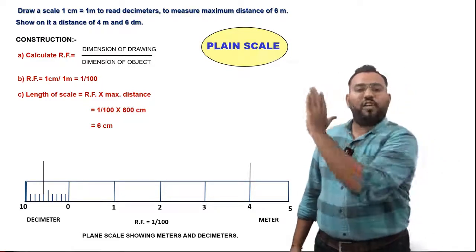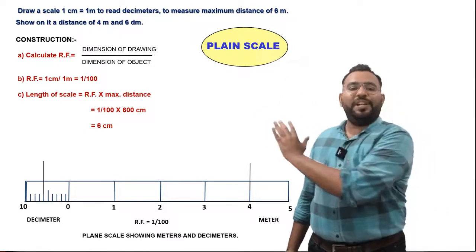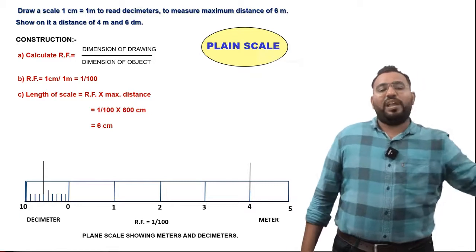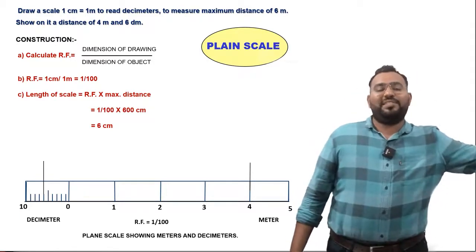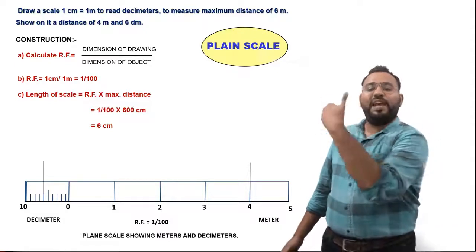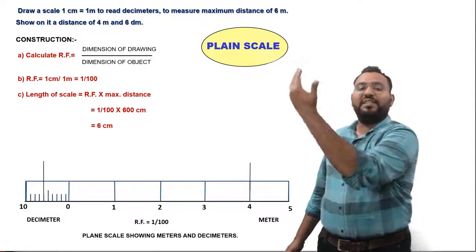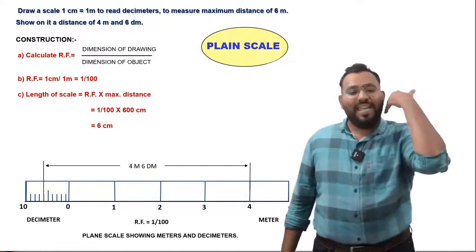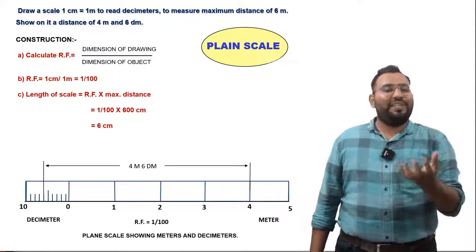So 0 to 4 on the right side of 0 is 4 meter, and 0 to 6 on the left side of 0 will show 6 decimeter. So now on the left side of 0 we have 6 decimeter, and at that position we have an extension line, and on the right side of 0 we have 4 meter, and from there we have an extension line. Now connect it with an arrowhead and we will have 4 meter and 6 decimeter. So this is how you are going to solve this example.